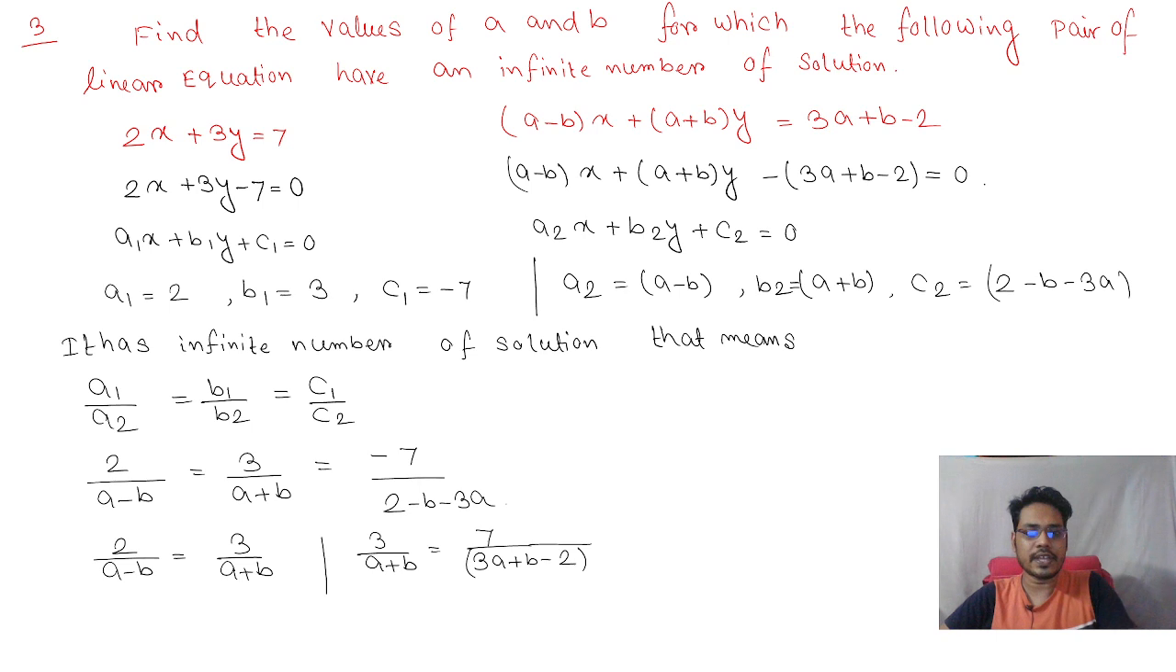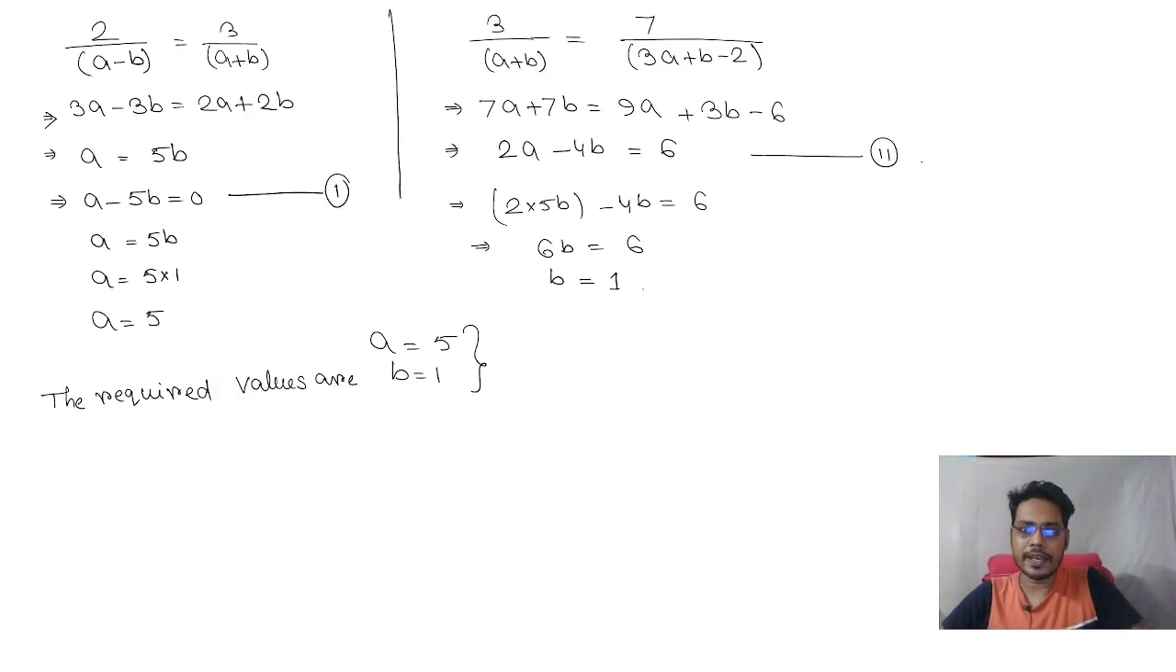Now, as it has infinitely many solutions, that means a1/a2 = b1/b2 = c1/c2. You get 2/(a - b) = 3/(a + b) = -7/(2 - b - 3a). So that means 2/(a - b) = 3/(a + b), and 3/(a + b) = 7/(3a + b - 2), if you take the minus common. Now after calculating, you will get a = 5b, or a - 5b = 0, and from the right side you get 2a - 4b = 6.